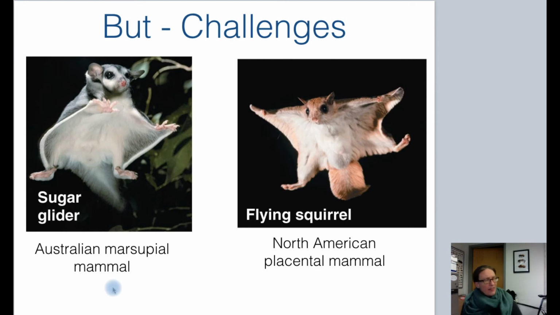Okay, so that all sounds great, but it doesn't always go exactly how you'd like. This is another example where the reality of biology is a little more messy than the ideal is. So here's an example of 2 extremely cute organisms. On the left is a sugar glider, on the right is a flying squirrel. Sugar glider is an Australian marsupial mammal, flying squirrel is a North American placental mammal.